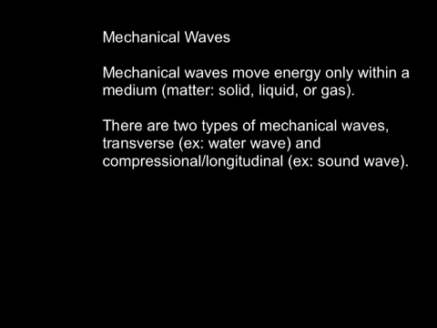There are two types of mechanical waves. The first is a transverse wave. An example of a transverse wave is a water wave. And the second type of mechanical wave is a compressional or a longitudinal wave. An example of a longitudinal or compressional wave is sound waves.